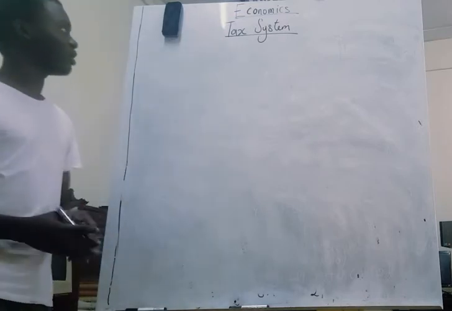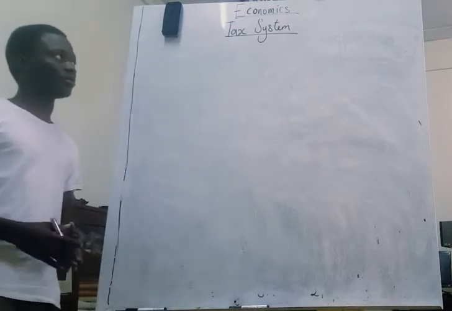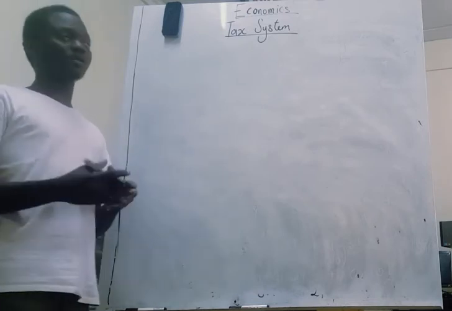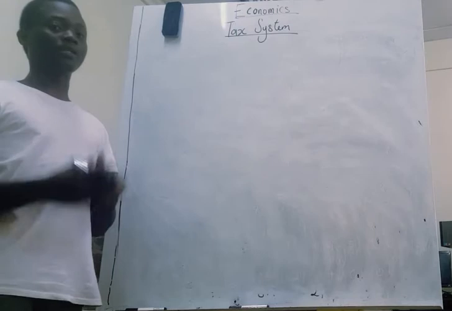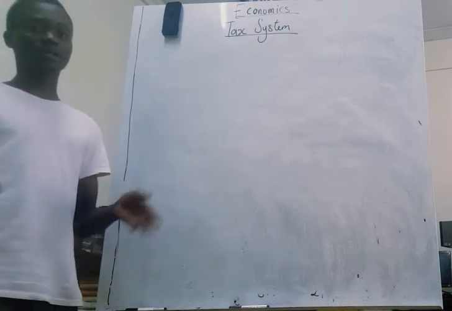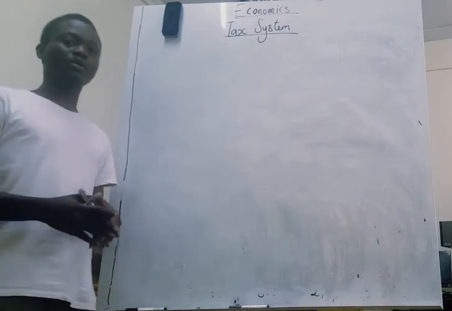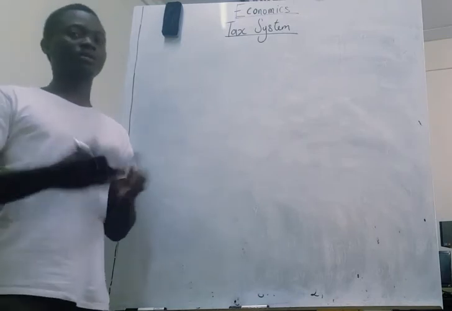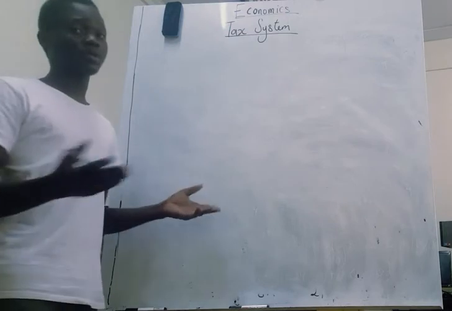Today we shall be talking about the tax system. What's a tax system? A tax system is simply the way by which the government of a country administers and collects its taxes. So what then is a tax? A tax is a compulsory levy imposed by the government of a country on its citizens or on goods and services.